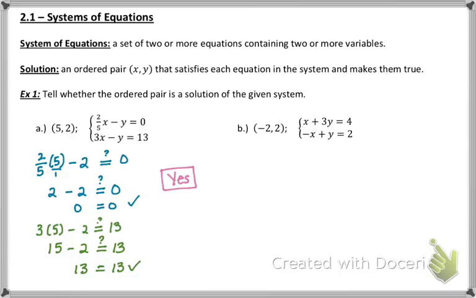Go ahead and pause the video for a minute and check B to see if the ordered pair -2, 2 is a solution to that system. And I'm going to do out the work, and then you can skip forward to see if you got it, and if you got it, you can move on from there, and if you didn't get it, you can rewind and see how I did it. So I'm going to substitute it in.